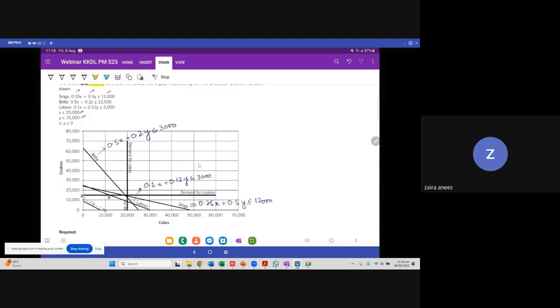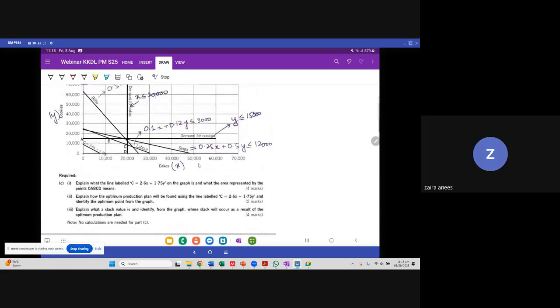Cakes, this is the x-axis, and this is the y-axis. So cakes should be less than or equal to 20,000. So this is x should be less than or equal to 20,000, this line. And this line is y should be less than or equal to 15,000, right? So this is basically the graph.